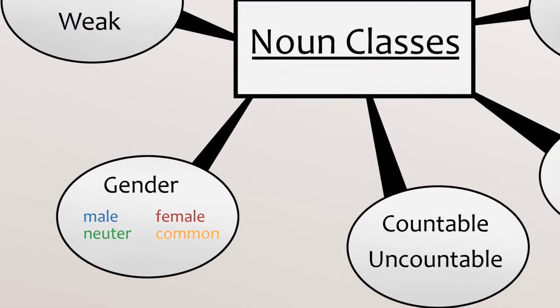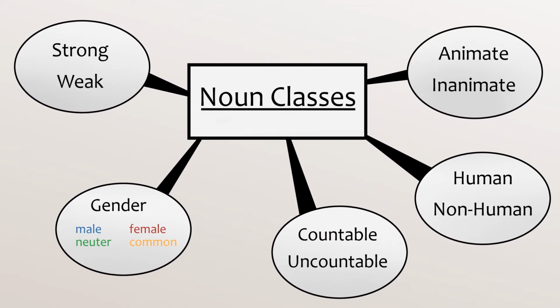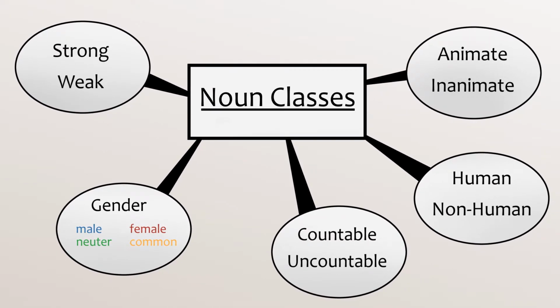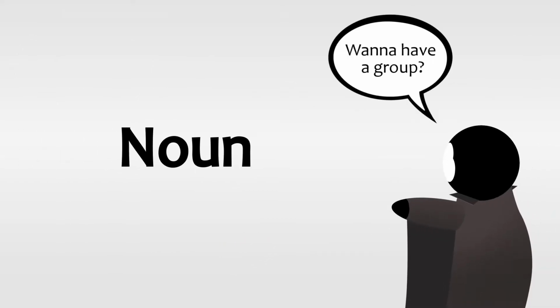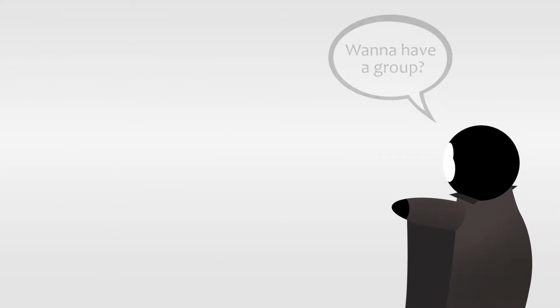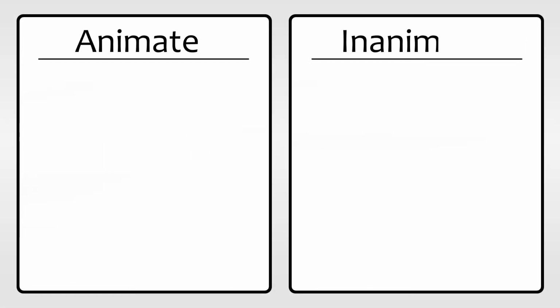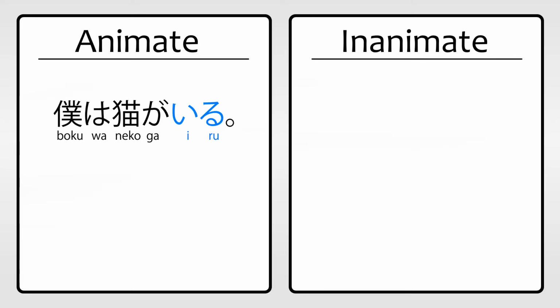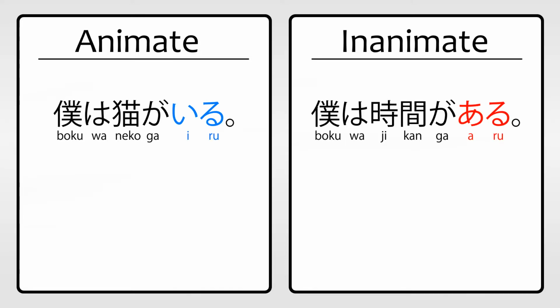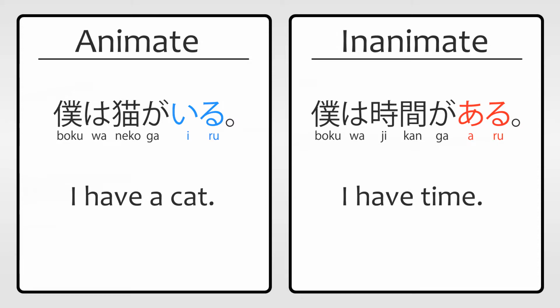Grammatical gender is only a subcategory of a much bigger system called noun classes. So, what other categories can you assign your nouns to? The list is big, but let's make a few examples. Animate and inanimate. If a noun is considered alive in Japanese, you would use the word iru. If it is not alive, you would say aru. Boku wa neko ga iru. I have a cat. Boku wa jikan ga aru. I have time. Cats are alive, time is not.